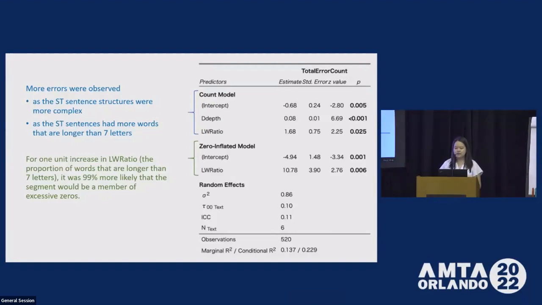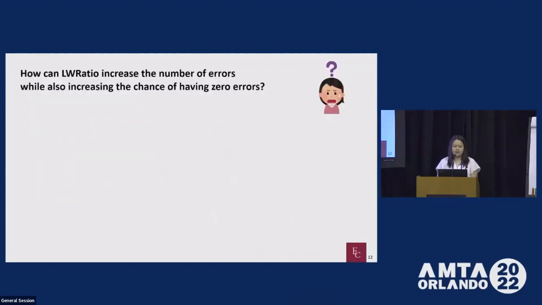So 99% is a substantial increase in probability, but I assume this was due to the fact that long word ratio had a very small range, which was 0 to 0.5. That being said, the result is still puzzling.